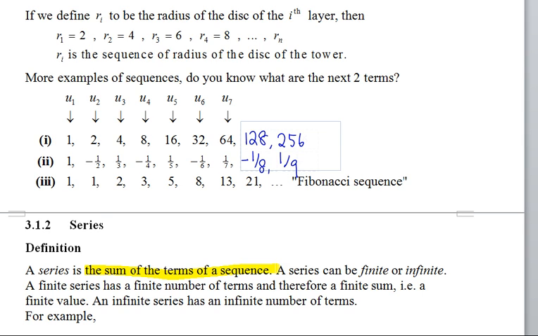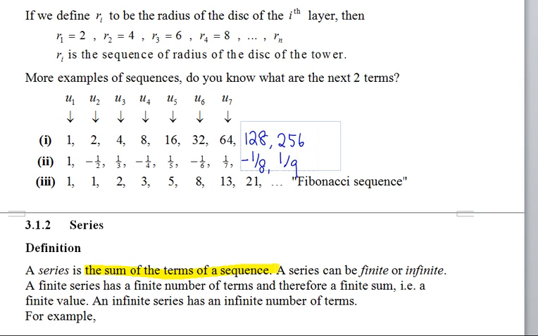Again, a series can be finite or infinite. Because if you have an infinite sequence, like for example, 1, 3, 5, 7, dot, dot, dot, then you have an infinite series. 1 plus 3 plus 5 plus 7 plus dot, dot, dot.